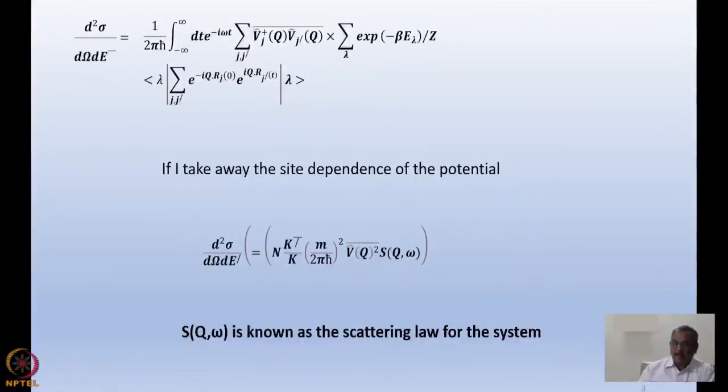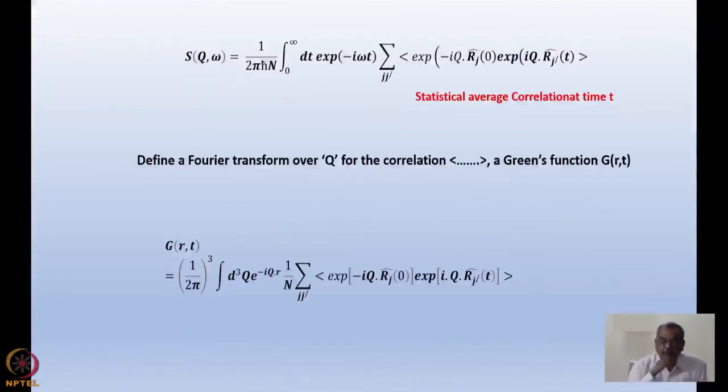So with that we can write d2 sigma by d omega d E prime as N into k prime by k, m by 2 pi h square, v square q, multiplied by the factor S(q, omega). S(q, omega) is known as the scattering law for the system. Its expression is this: 1 by 2 pi h N, Fourier transform over time of this statistical average of the correlation function at time t. So this is actually q dependent, and we take away the time dependence over a time Fourier transform, I get the Q and omega dependence.